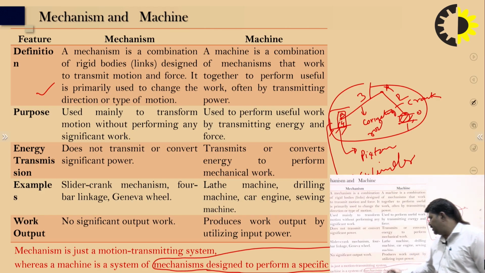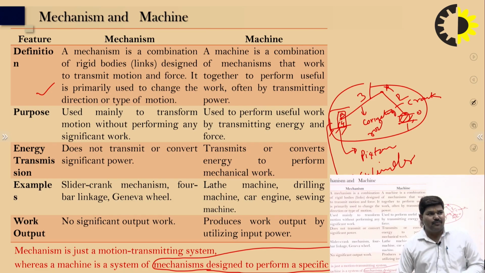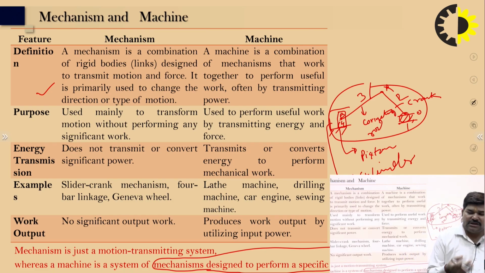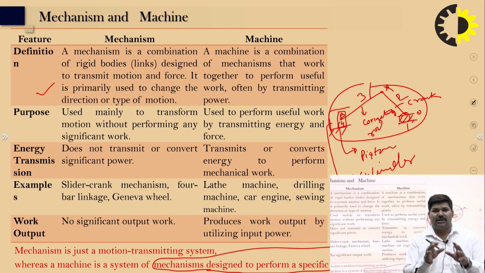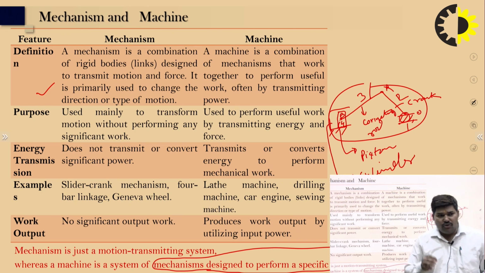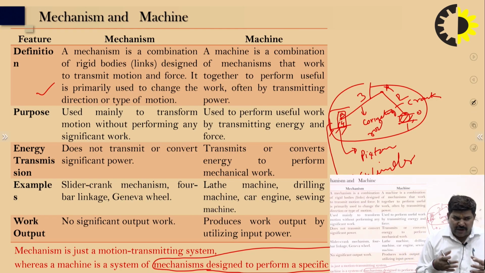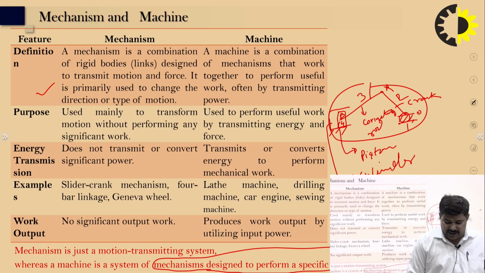So we can summarize all these 5 points: the definition, the purpose, the energy transmission, the examples, and the work output. On that basis, we can summarize that a mechanism is just a motion transmitting system, but a machine is a system of mechanisms designed to perform a specific task. So this is the summary of machine and mechanism.